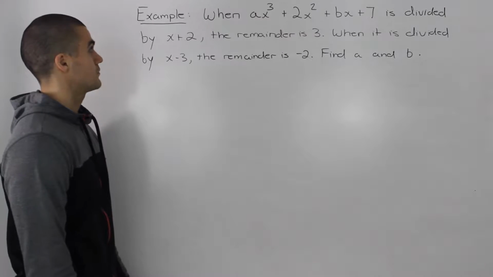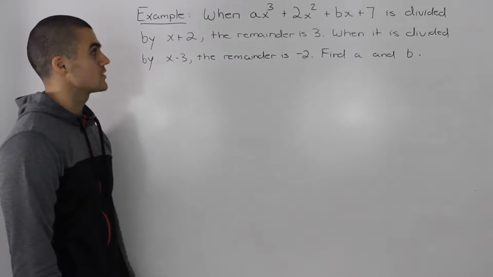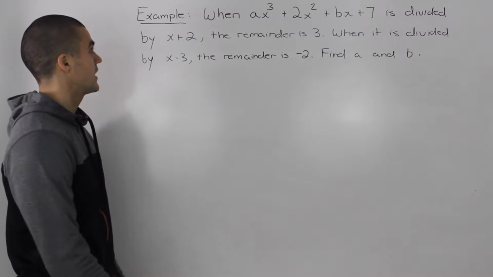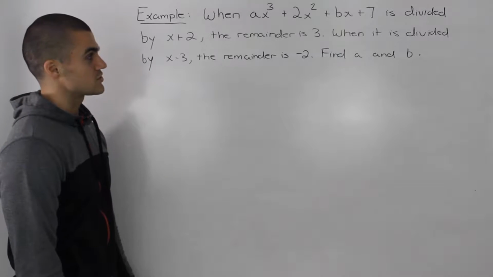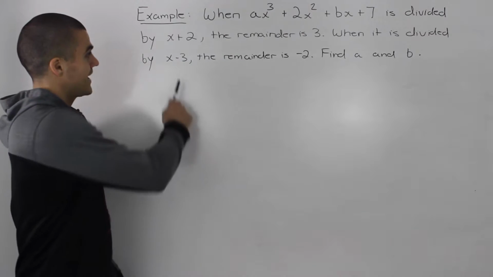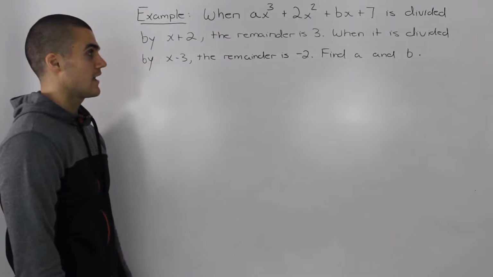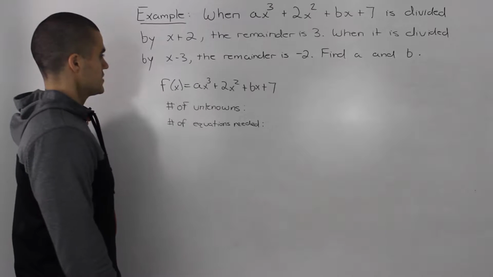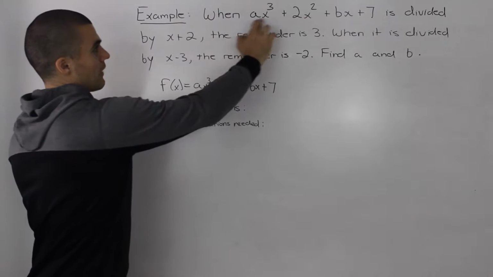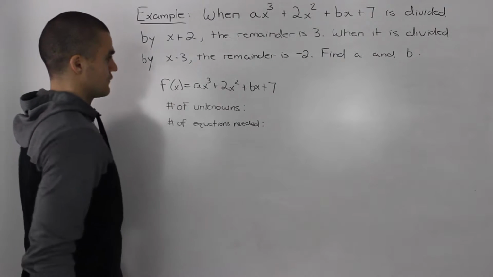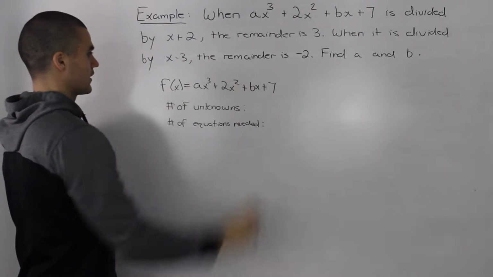Moving on to another example. When ax cubed plus 2x squared plus bx plus 7 is divided by x plus 2, the remainder is 3. When it's divided by x minus 3, the remainder is negative 2. Find a and b. So the first thing I'm going to do is take our dividend and label it as f of x. So I just rewrote the dividend over here.